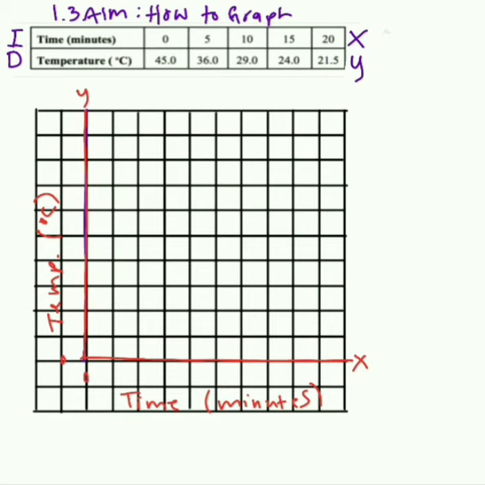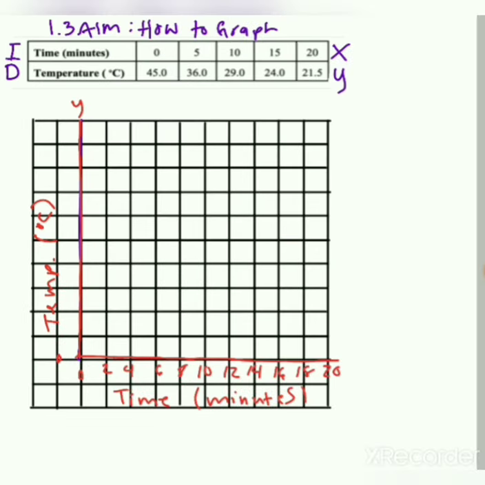Okay, so that's step one. You have to draw and label your axes. This is going to be our second step. I want to show you guys how to actually label these axes. So that was a little bit of a spoiler alert. Let's go ahead and draw in what this is going to look like.